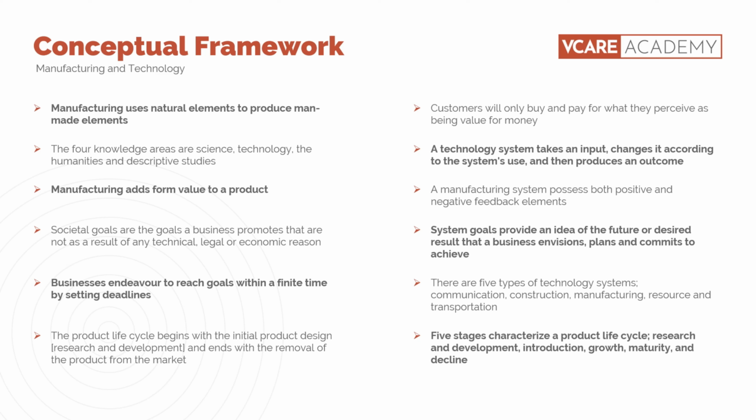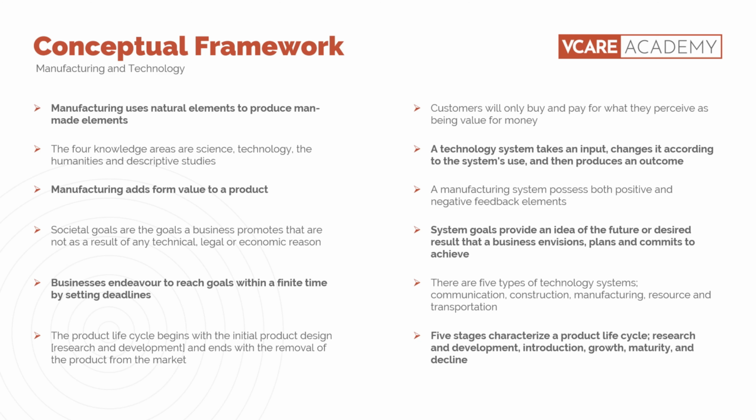And businesses endeavor to reach goals within a finite time by setting deadlines. There are 5 types of technology systems: communications, construction, manufacturing, resource, and transportation systems. The product life cycle begins with the initial product design and development and ends with the removal of the product from the market. The 5 stages of the life cycle: research and development, introduction, growth, maturity, and decline, and then finished up with some extension strategies.